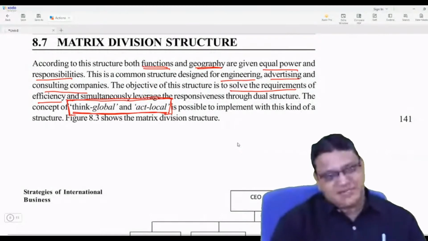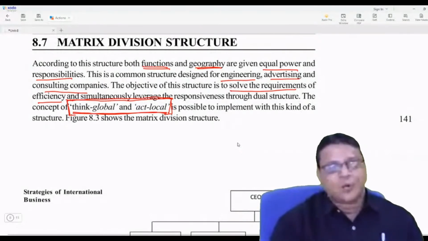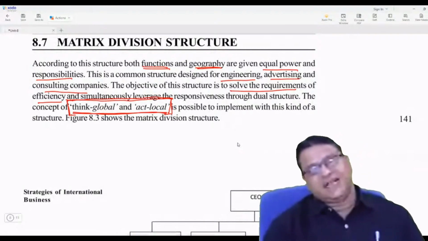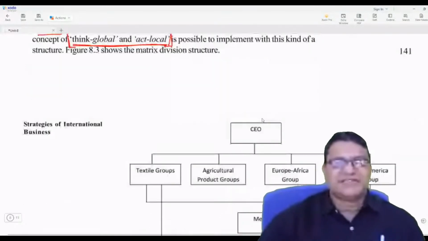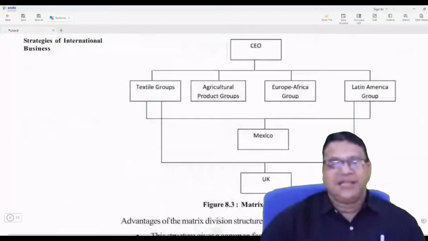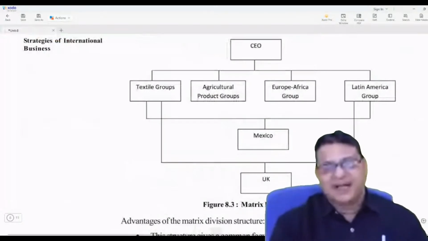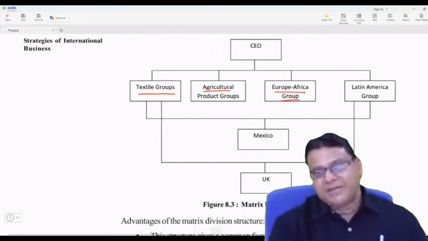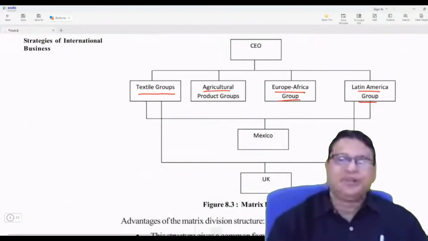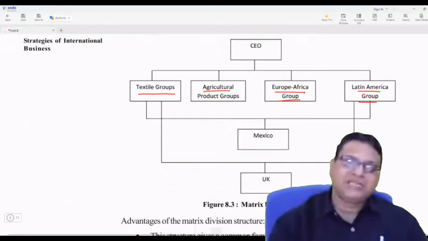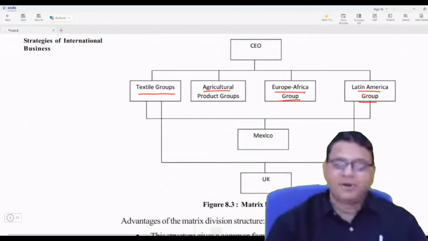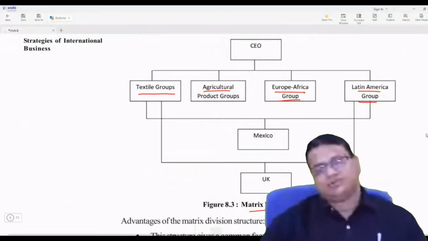In matrix organizational structure, there will be global functional heads and there will be global divisional heads. It's a combination of global functional heads as well as global divisional heads. Let's take an example. You can see a matrix structure. CEO is there, and the products: textile group, agricultural product, Euro-African group, Latin American group. Here there will be a combination of both structures. And this is an important example of matrix structure.